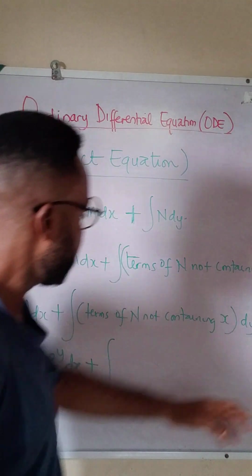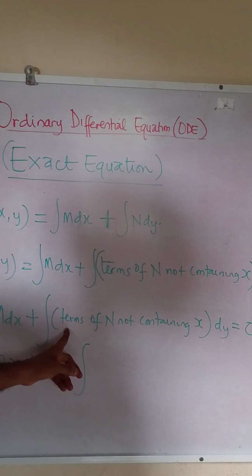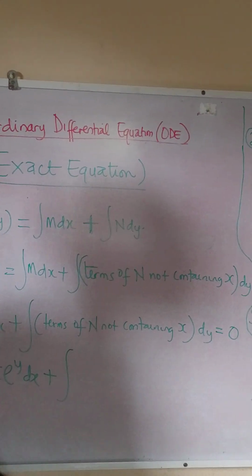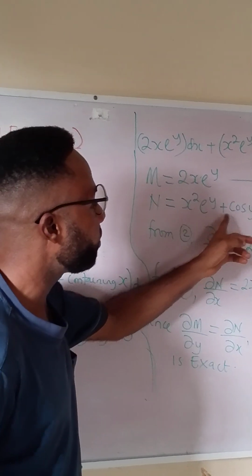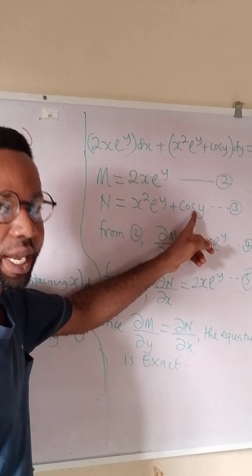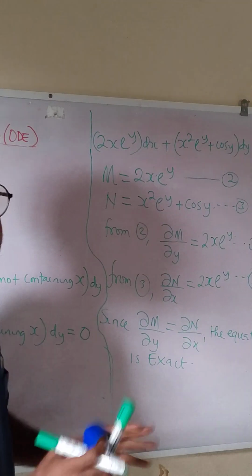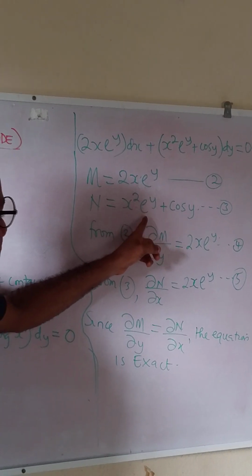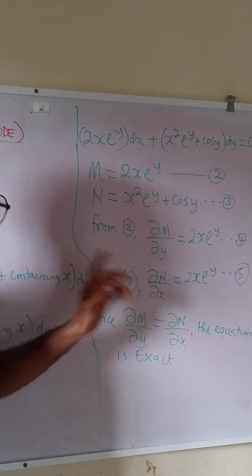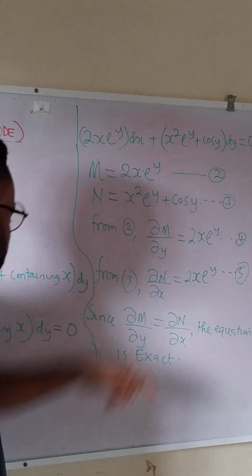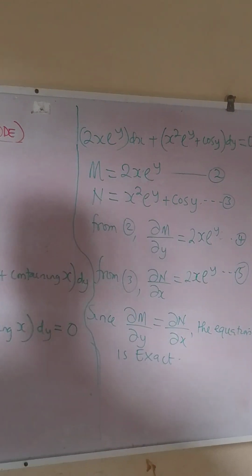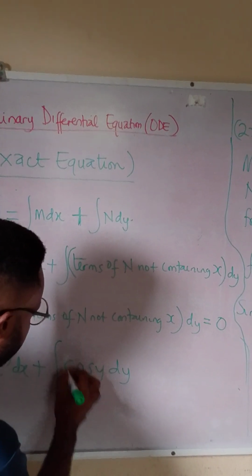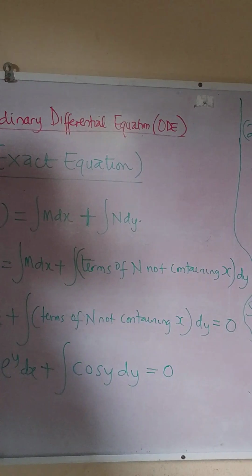the integral of, we have been given a condition here, and the condition is terms of n not containing x. What this means is, these are terms of n, but anyone that doesn't contain x is what you use here. So if you look at these terms of n, x squared exponent y contains x, so you won't use it. The only term of n that does not contain x is cos y. So we bring cos y here, so we are going to have cos y dy, equal to 0.